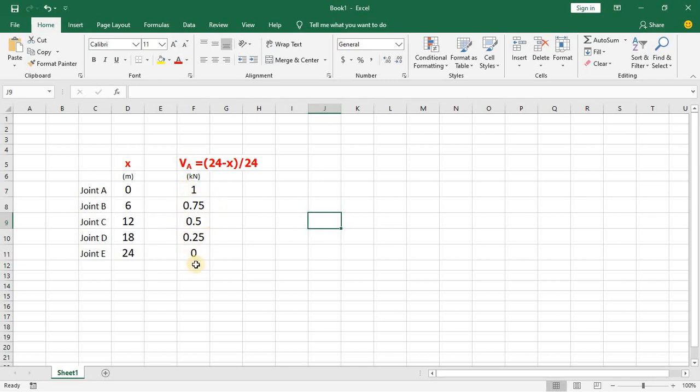Okay, so basically these values of the reaction VA have been determined based on this equation. In the test or in the examination, you can simply calculate all these reaction values by formulating this particular equation in your calculator. Okay.